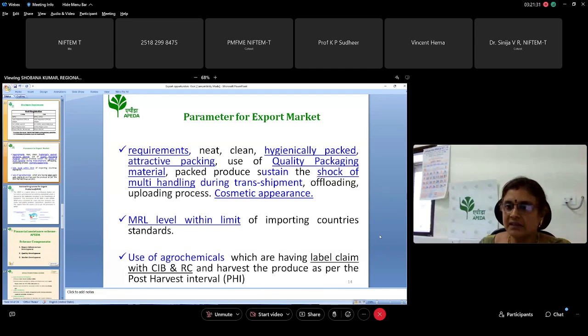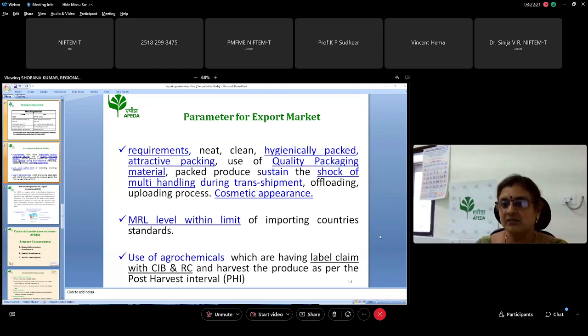What are the parameters we have to think of as requirements? The produce has to be processed and packed in a clean and hygienically controlled unit or area. The packing material should meet the importing country's or the importer's requirement, buyer-specific quality packaging material. And the MRL, the maximum residue level, is also given on our website. The chemicals and pesticides used in fresh agriculture produce after harvest, and after it is processed and exported, are tested.